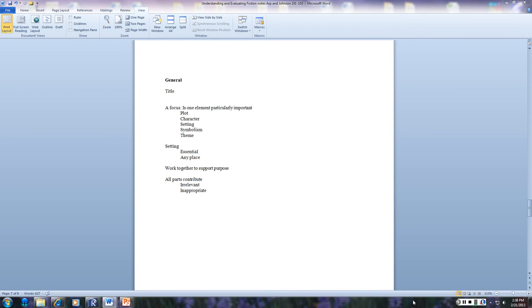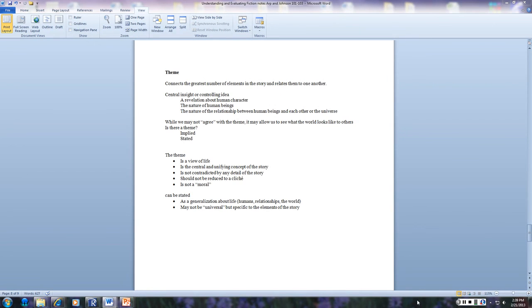We look at setting. Is it essential to the story, or could the story have taken place anywhere? And does everything work together to support the purpose or what seems to be the meaning of the story? Do all the parts contribute, or is there some part that is irrelevant or doesn't seem to fit in or seems inappropriate?